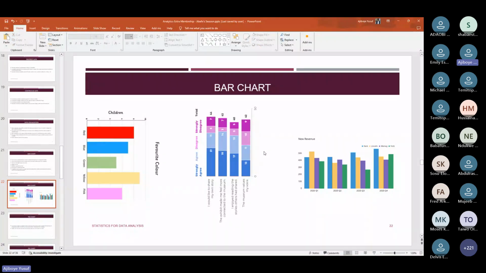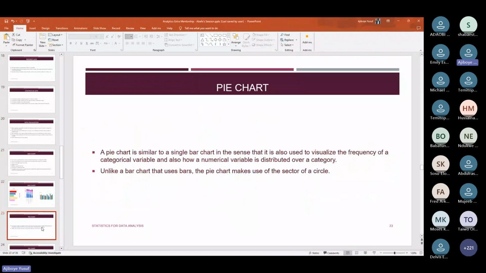So that's fantastic. What's the next visual tool? Now, the brother of a bar chart is your pie chart. A pie chart is similar to a single bar chart in the sense that it is also used to visualize the frequency of a categorical variable and also how a numerical variable is distributed over a category. Unlike a bar chart that uses bars, your pie chart uses the sector of a circle. I'm assuming we all know what a sector is.